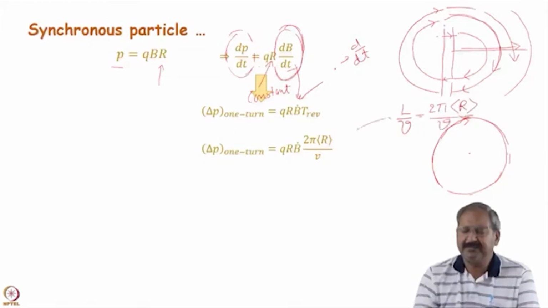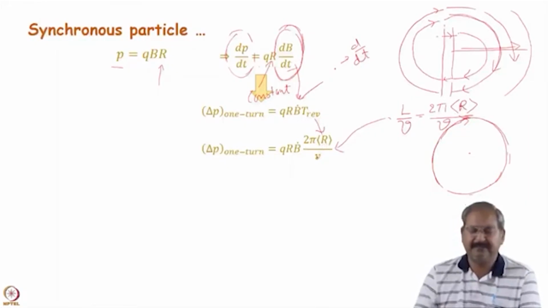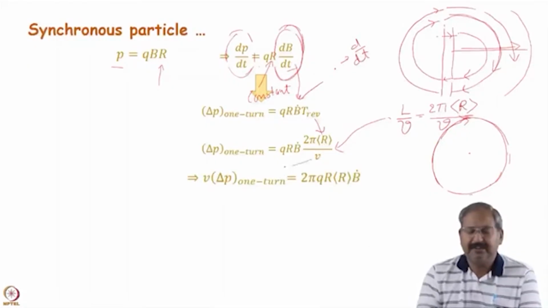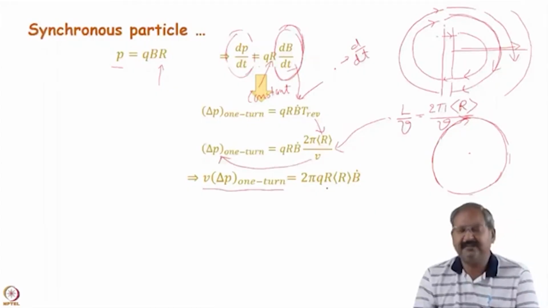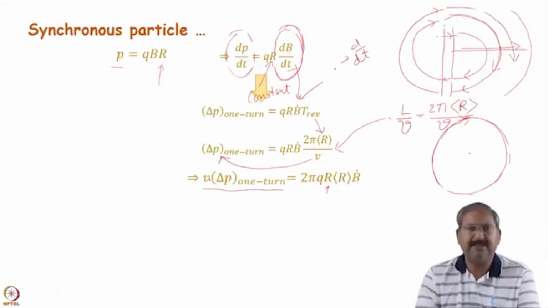So in place of t, we have written 2 pi R mean, the average radius, upon V. We can multiply by V here. So V delta P for one turn is equal to 2 pi R times dB by dt, where one R is the bending radius and the other R is the average radius of the orbit. Here V delta P is basically the energy gain, delta E. You can prove very easily that V delta P is delta E.